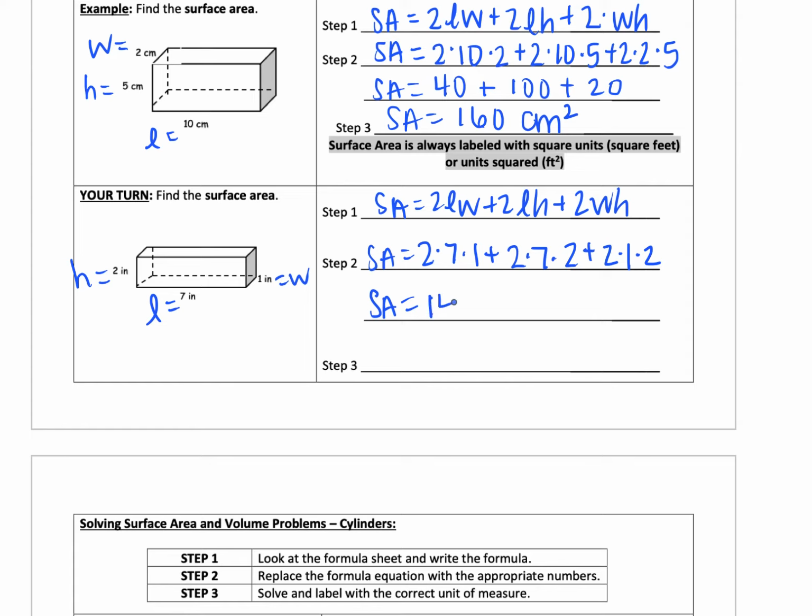So 2 times 7 times 1 gets us 14. 2 times 7 times 2 gets us 28. And 2 times 1 times 2 gets us 4. So when we go ahead and add all of this together, we get a total of 46 feet squared as the entire surface area of this rectangular prism.